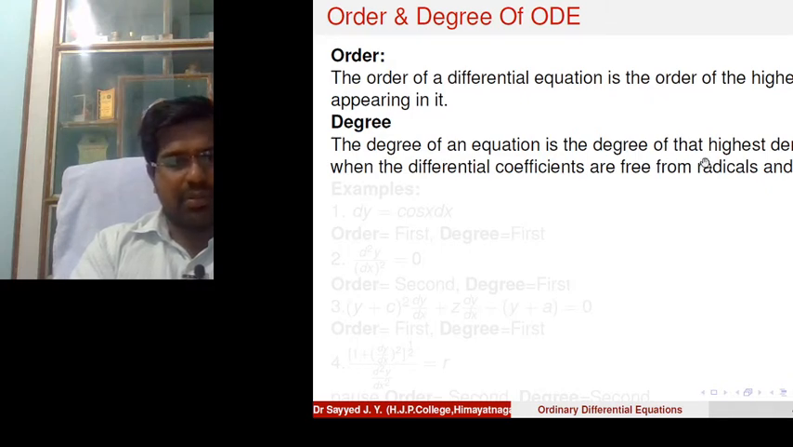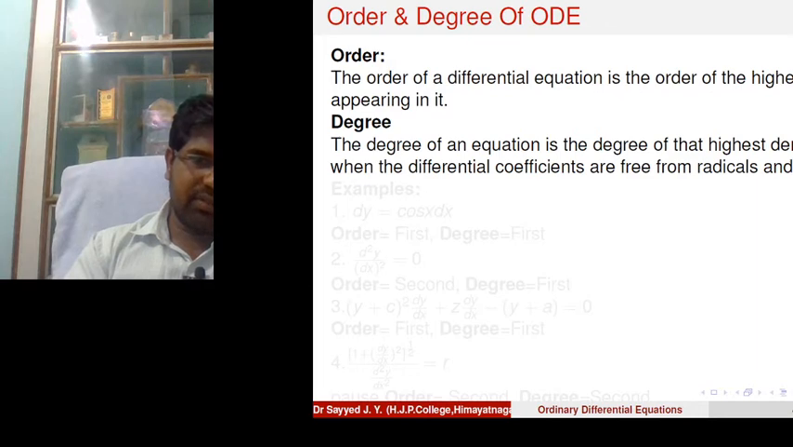What is meant by radical? Radicals means under root, square root, or cube root. Such a thing should not be there. And fractional means that a derivative should not be in the denominator or like that. You have to simplify it and then find the order. That means you have to check what is the highest order of differential coefficient, and degree means what is the degree of the highest order coefficient.